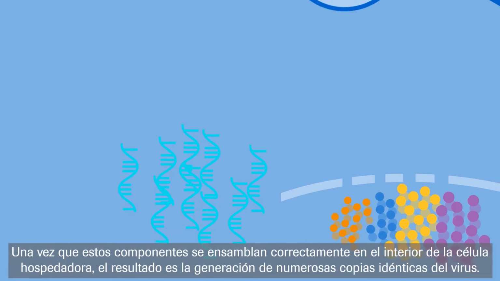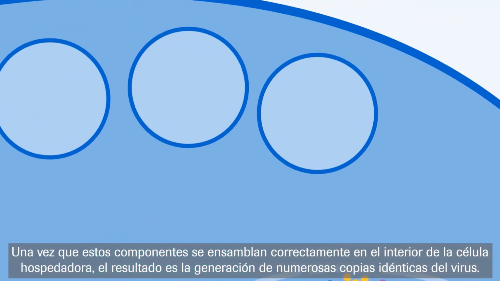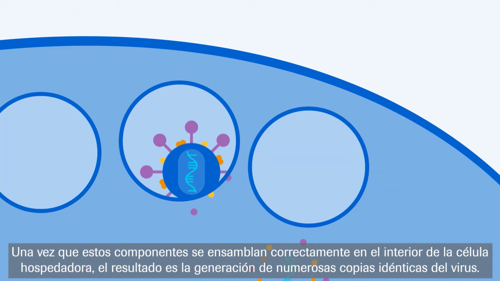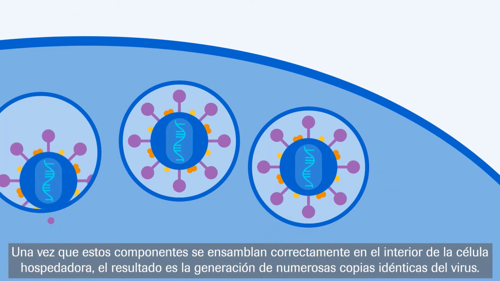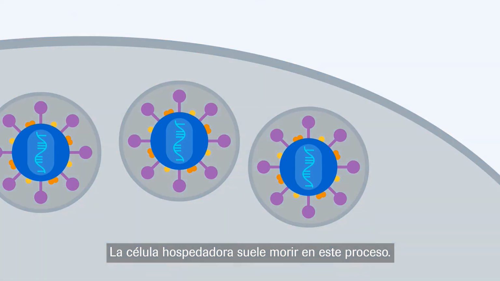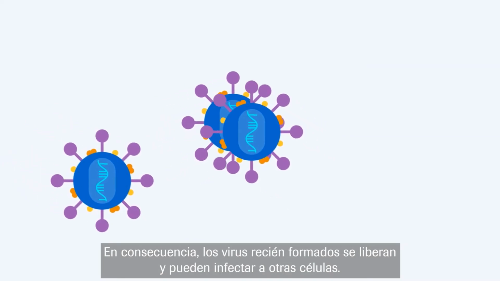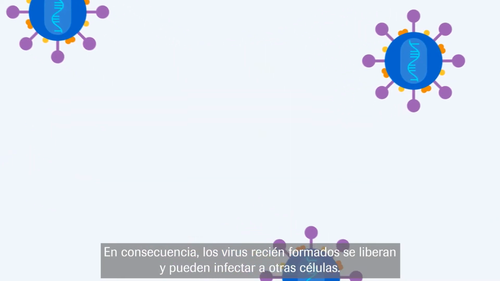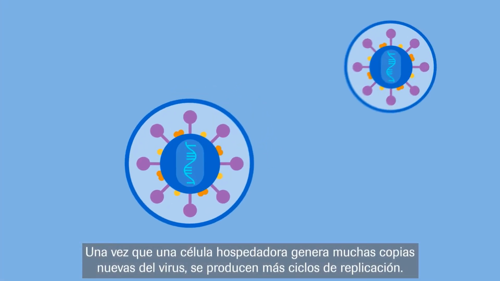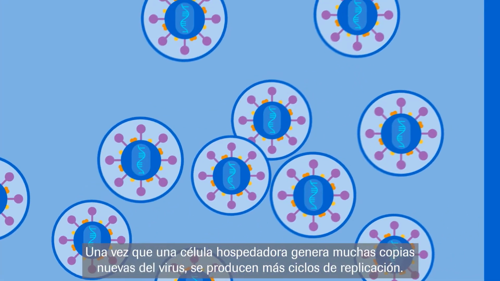Once these components are correctly assembled within the host cell, the result is the creation of many identical copies of the virus. The host cell often dies in this process. As a result, the newly formed viruses are released and can infect other cells. After a host cell produces many new virus copies, more replication cycles occur.